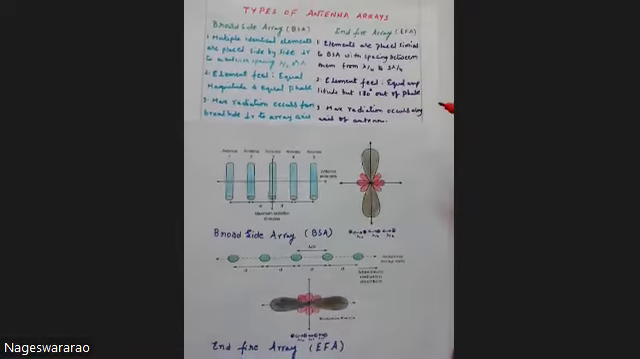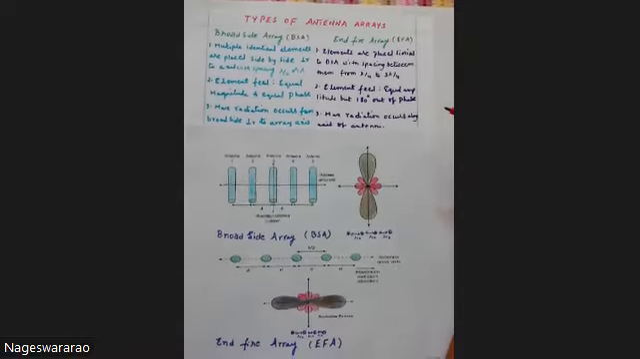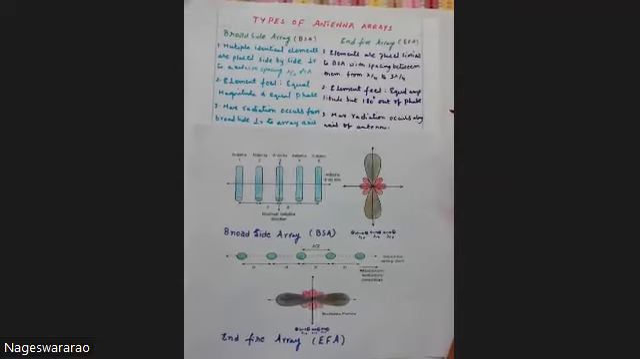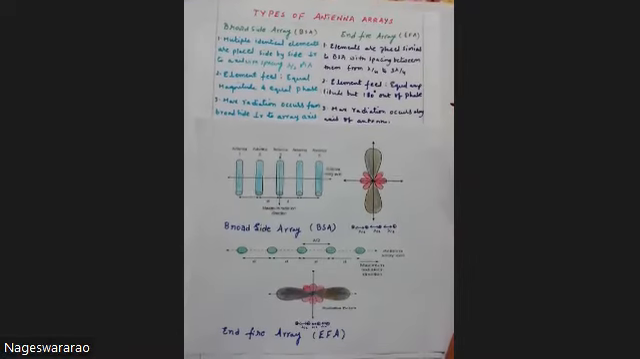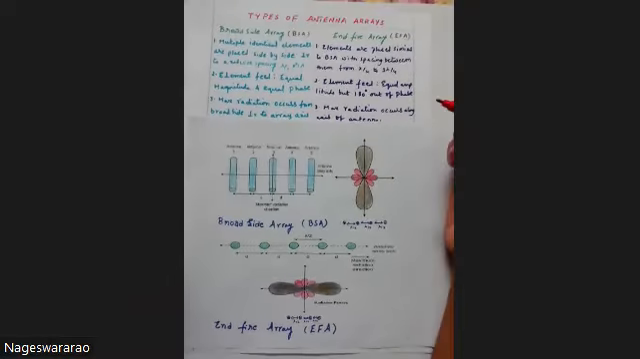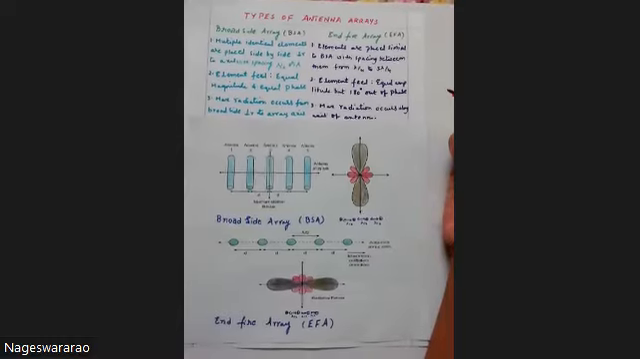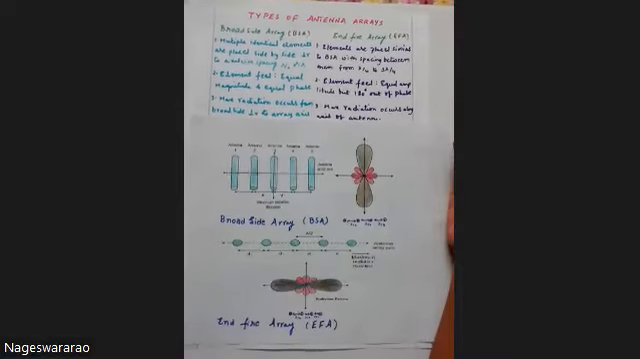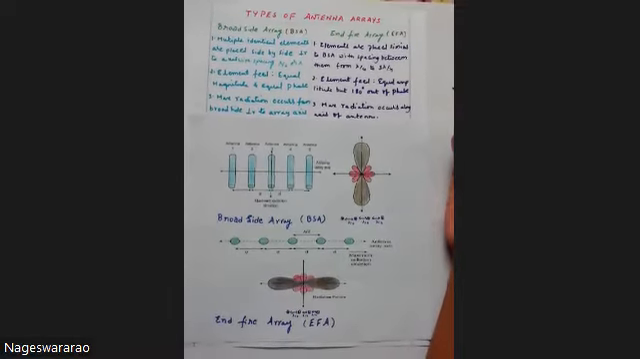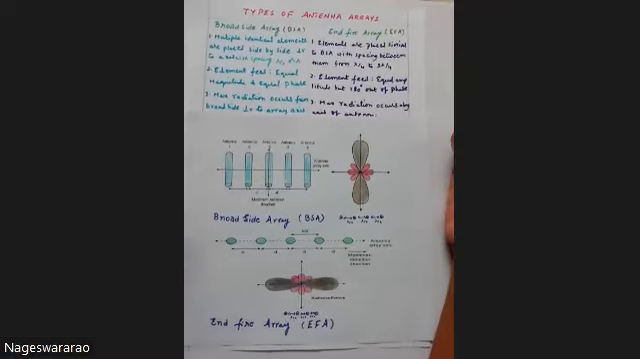So basically there are so many types of antenna arrays. Out of those we are going to pick four and discuss them. Basically we have broadside array, endfire array, collinear array and parasitic array. In today's class, we will see an overview of all those four arrays.